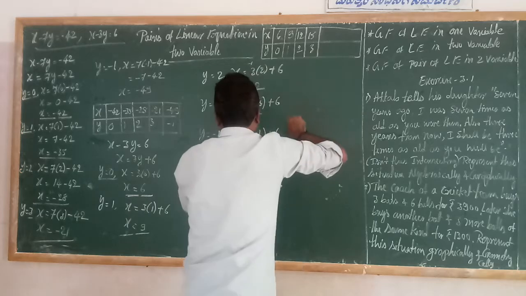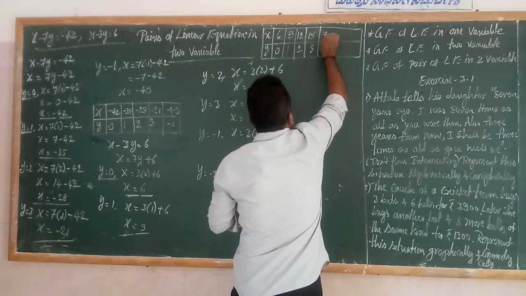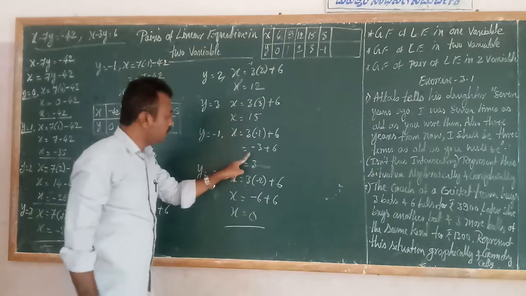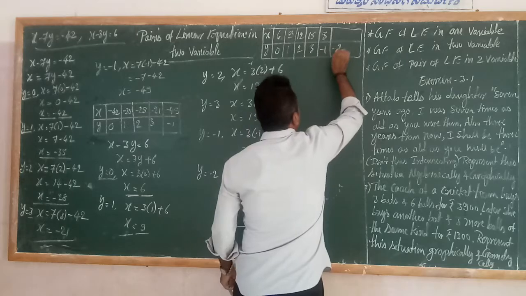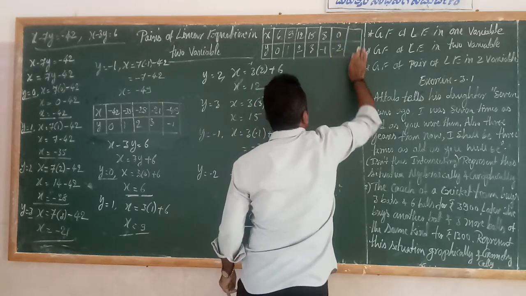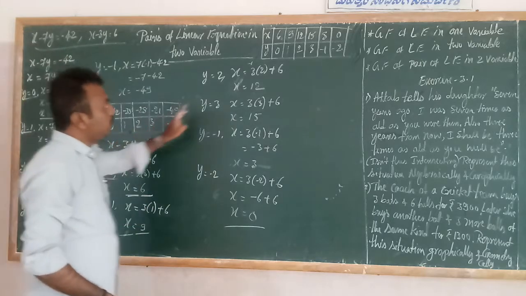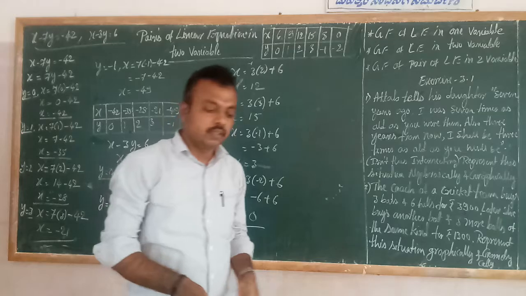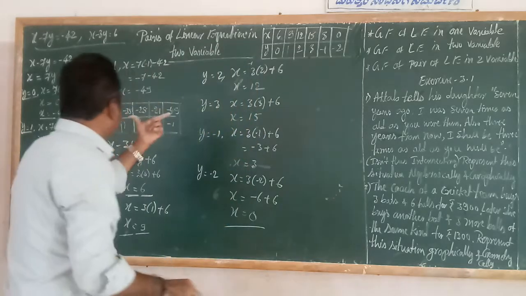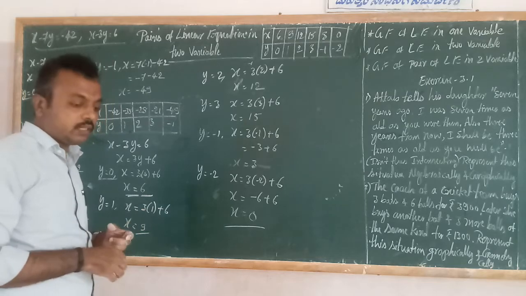Next, y is equal to minus 1, x is equal to plus 3. Correct? And y is equal to minus 2, x is equal to 0. Okay? With these two tables, we are ready to draw the graph. So these two tables, we are using that. We have to plot the graph on a graph sheet.